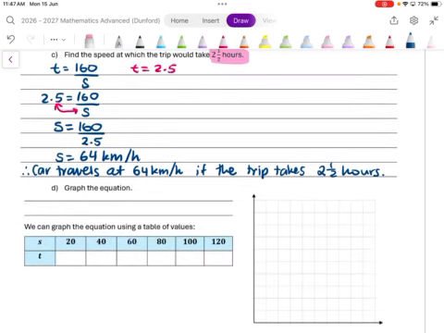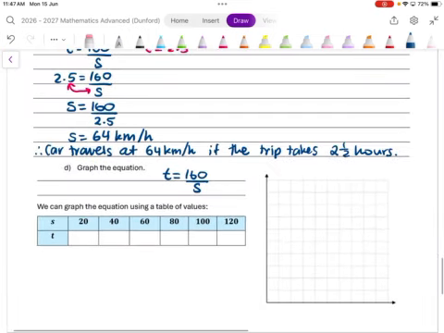Okay, now we have the great pleasure of graphing this equation. So we have our equation t equals 160 on s. We can use a table of values, so I've provided one here for you, but we also can just do it in our head to plot our points. So when we substitute in s equals 20, we get t equals 8, s equals 40, t equals 4, s equals 60, t equals 8 on 3. Okay, 8 on 3 as a decimal is 2.6 repeating, if we need it just to help us out with our axis.